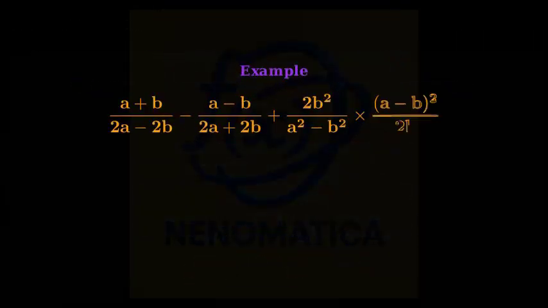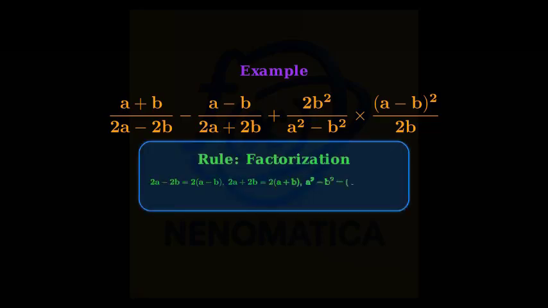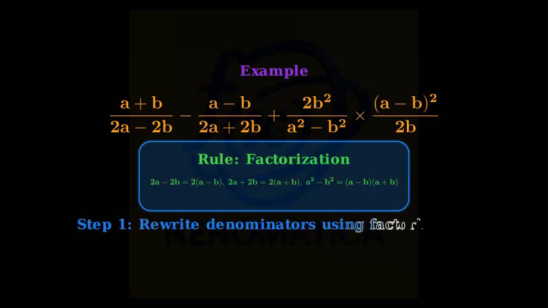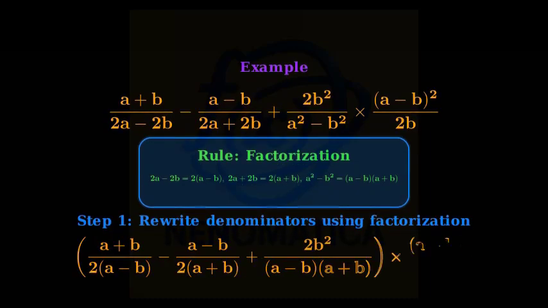We will keep the entire expression bold and highlight important changes in orange as we proceed. Step 1. Factor each denominator where possible. 2a minus 2b becomes 2 times a minus b. 2a plus 2b becomes 2 times a plus b. And a squared minus b squared is the product of a minus b times a plus b.